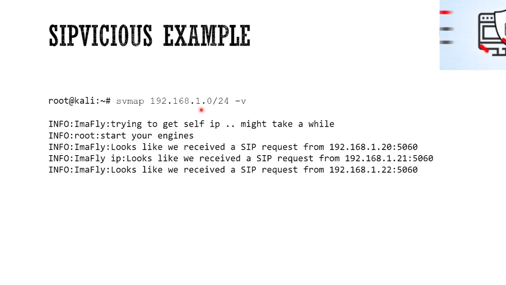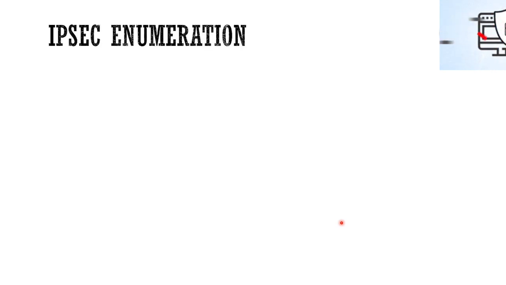We know that IPsec is a VPN protocol. Actually, it's two protocols that work together. You can enumerate stuff even off of IPsec. Now, IPsec is the single most popular VPN protocol that is not a web-based protocol, not an HTTPS-based VPN.